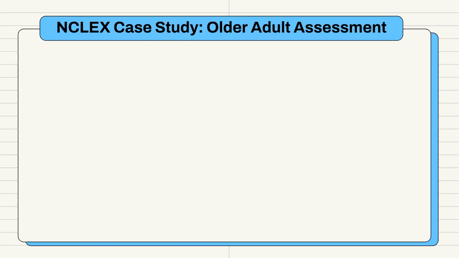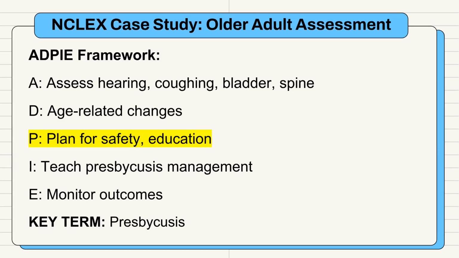Planning, P. Our plan prioritizes safety and education. We'll ensure clear communication for her hearing loss, teach infection prevention for her weaker cough reflex, and plan for frequent bathroom breaks due to reduced bladder capacity. For her spine, we'll encourage mobility exercises to maintain function.